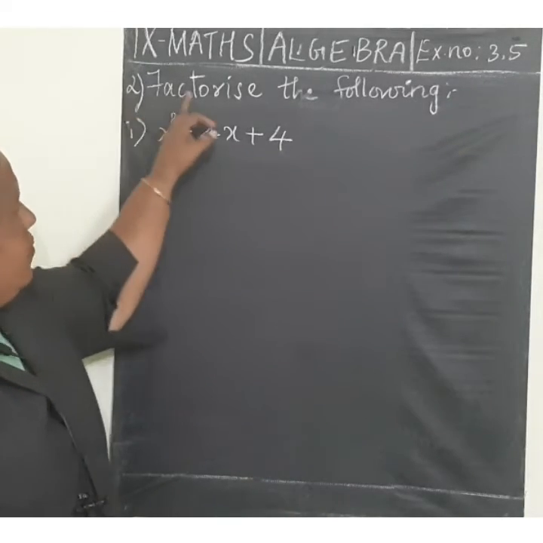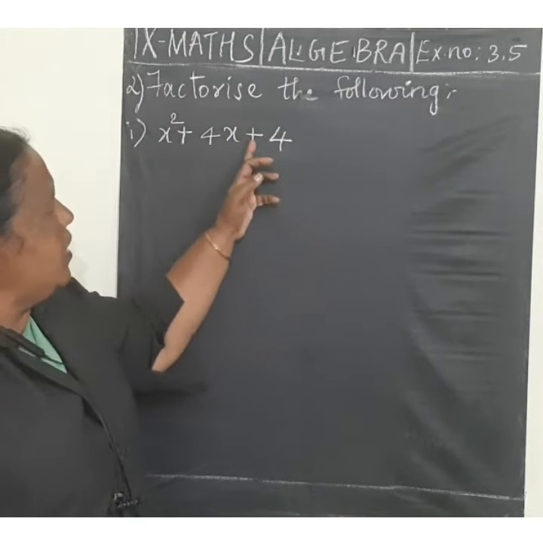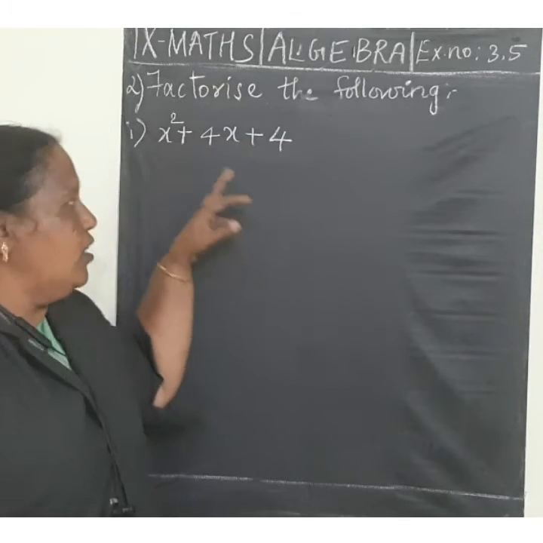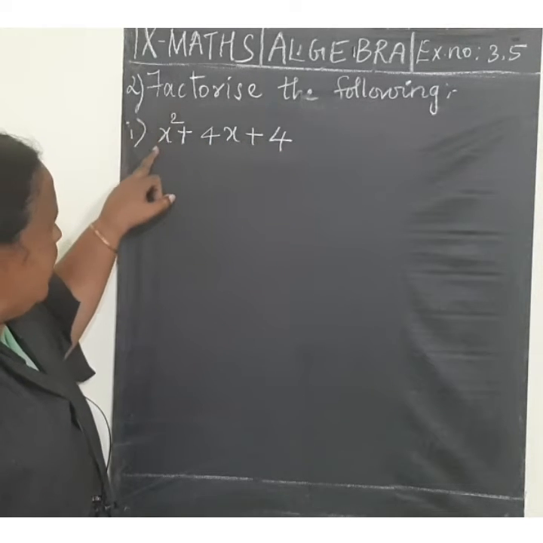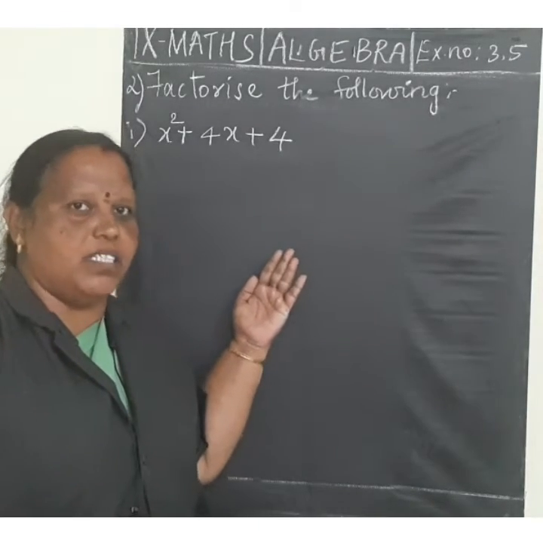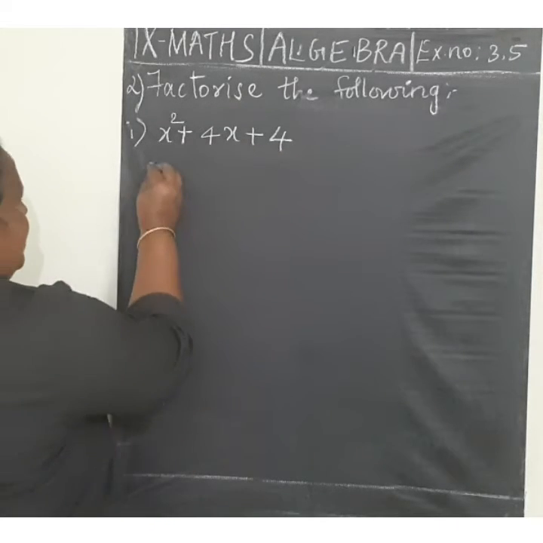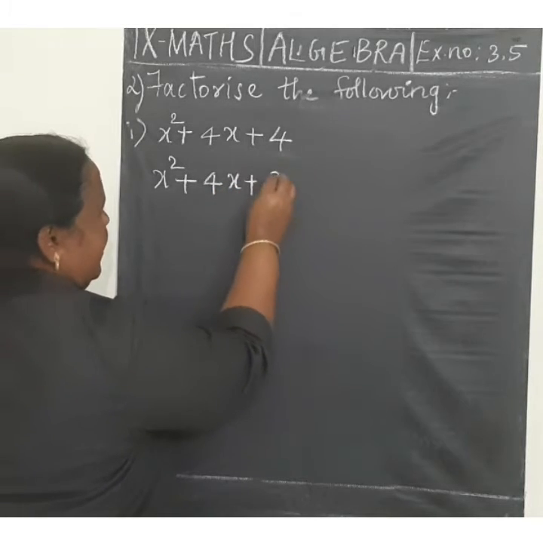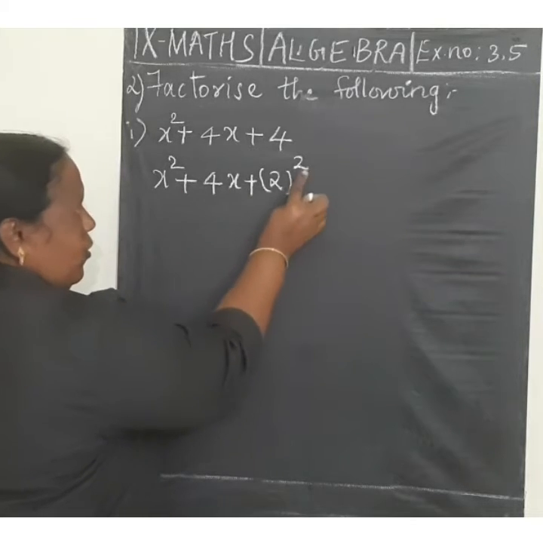Next, second question, factorize the following. First subdivision, x square plus 4x plus 4. This one we have to factorize by using identities. In x square plus 4x plus 4 we have only one square. To use an identity we need two or more square numbers. So first we write this 4 as 2 the whole square, making x square plus 4x plus 2 square. So we are getting two square numbers.